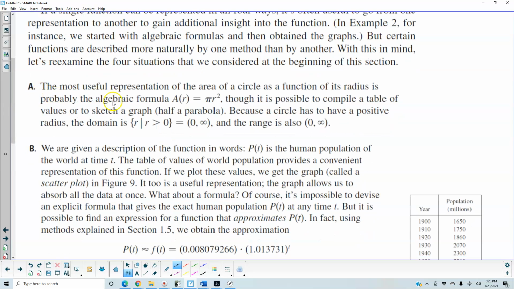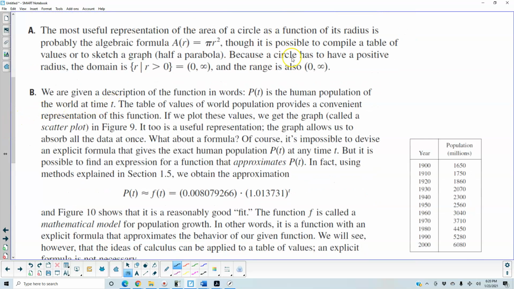In Part A, the most useful representation of the area of a circle as a function of its radius is probably the algebraic formula, A of r, which is equal to pi r squared. Though it is possible to compile a table of values or to sketch a graph, half a parabola, because a circle has to have a positive radius, the domain is all the r's such that r is greater than 0, which would equal 0 to infinity, and the range is also 0 to infinity.